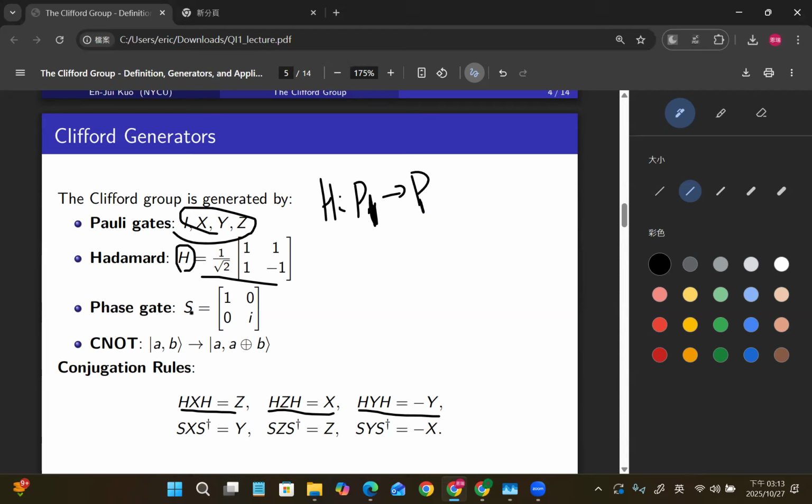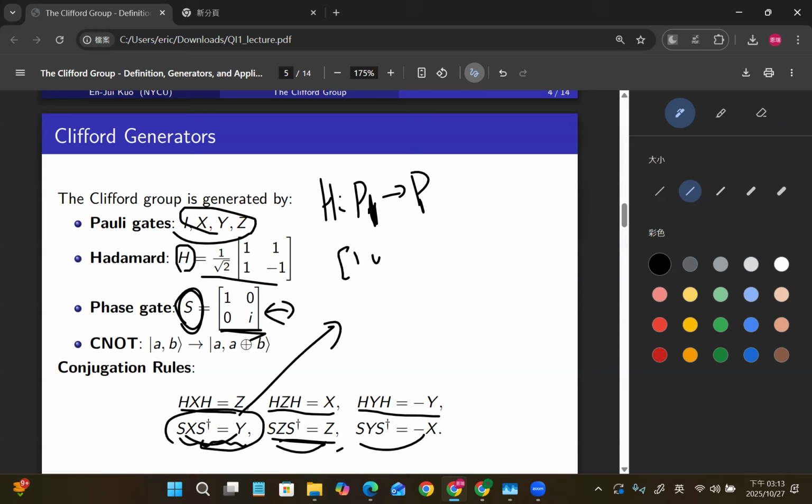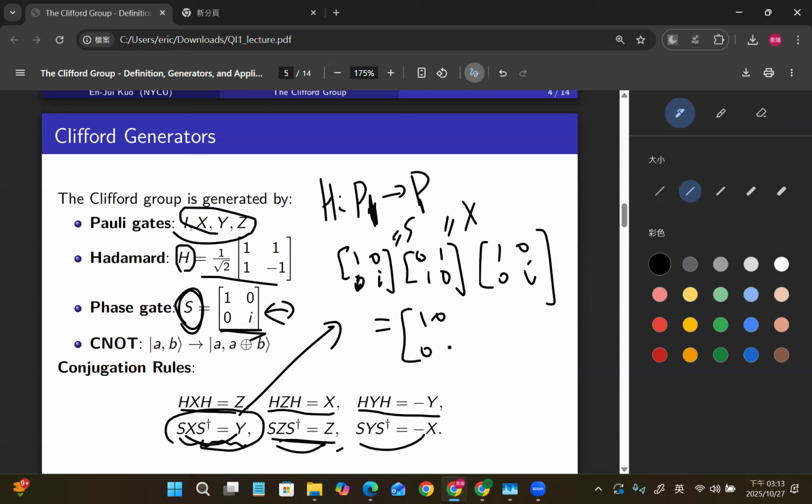And also the phase gate S indeed also maps Pauli to Pauli. You can see the phase gate is just a rotation along the axis, so definitely it will fix Z. This is a property that one can verify, so I can verify it for you. This is S, 0, 1, 1, 0. This is X. It's 1, 0, i. Right, so I can compute this.